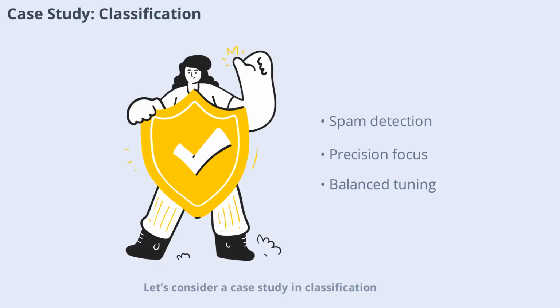Let's consider a case study in classification. Suppose you're building a spam detection model. Here, precision is crucial to avoid flagging legitimate emails as spam, while recall ensures that most spam is caught. By analyzing precision, recall, and F1 score, you can tune your model to balance these needs and deliver reliable results.